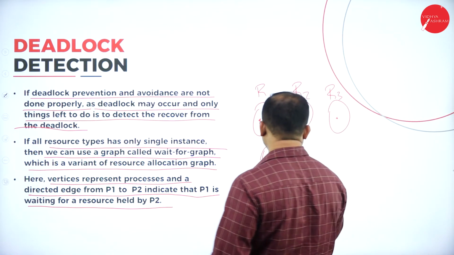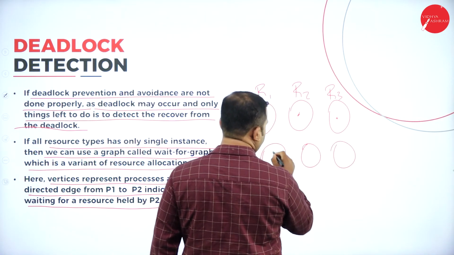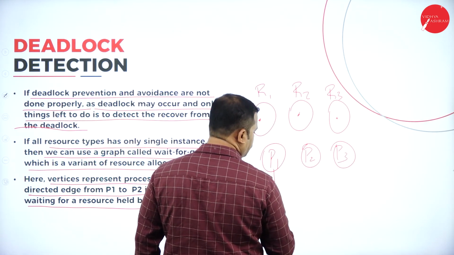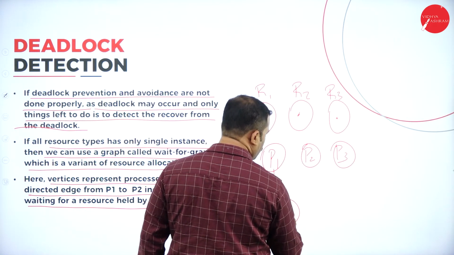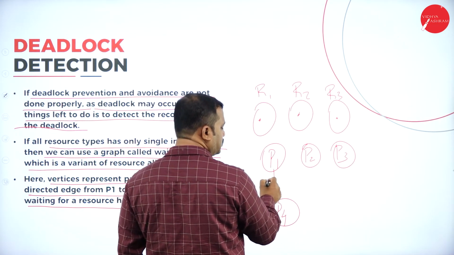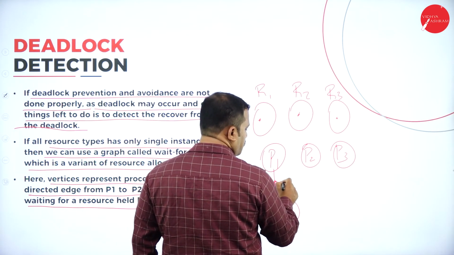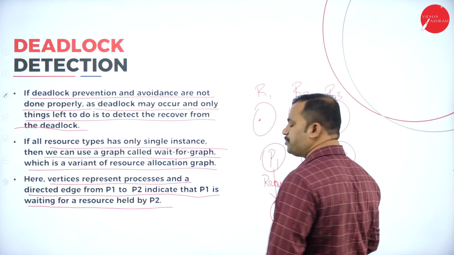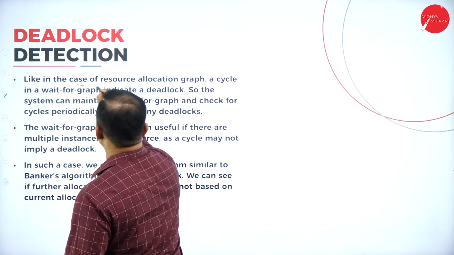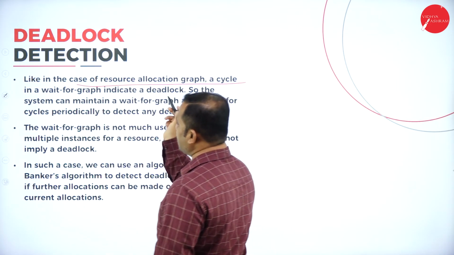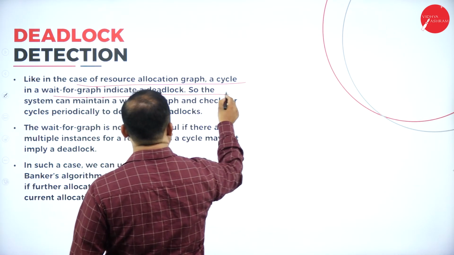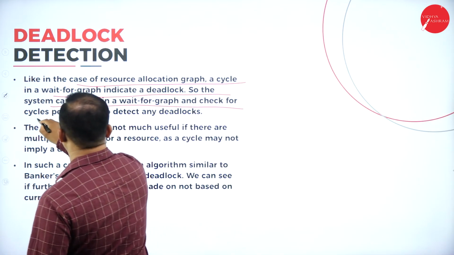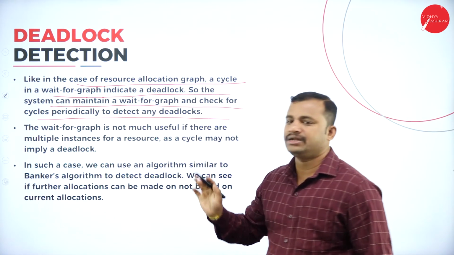That means if there is a node like this, we say that this is the process. Suppose there is an edge from P1 to P4, we say that there is a request edge from process P1 to process P4. Like in the case of resource allocation graph, a cycle in a wait for graph indicates a deadlock. So the system can maintain the wait for graph and check for cycles periodically to detect any deadlocks.